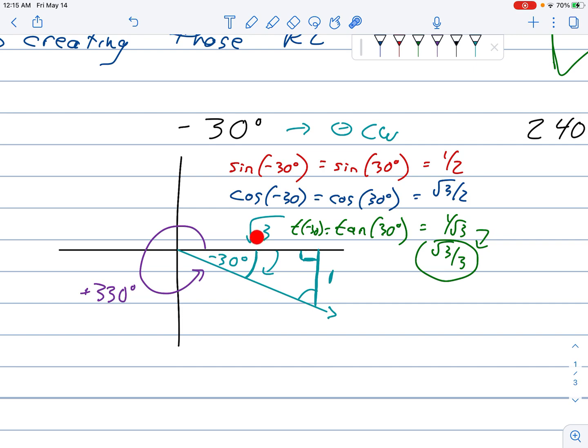Opposite over adjacent, in our case for tangent, times radical 3 on top and bottom, and that's what it is, and that's what your quiz will be on. Okay, but now, what's the deal? Why does it have to be negative 30 degrees? What is it telling me?